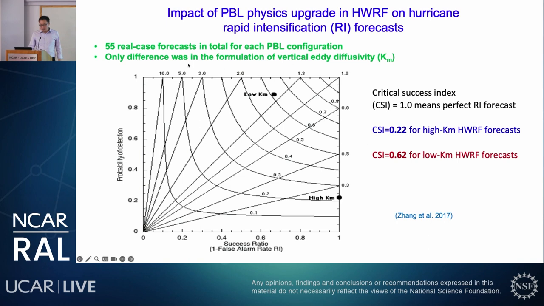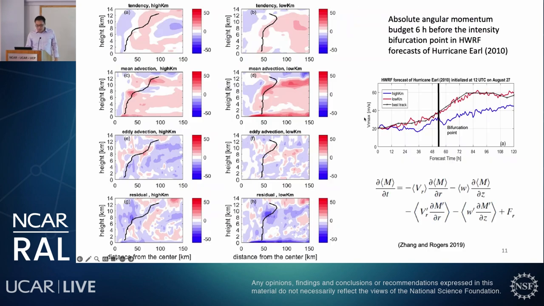For this test, we only looked at 55 cases, 55 forecasts. We also tried to understand why some of the storms did RI and some didn't because of this change of the vertical diffusivity. So this is an example of trying to understand why changing this vertical turbulent mixing strength would affect the hurricane intensity change.